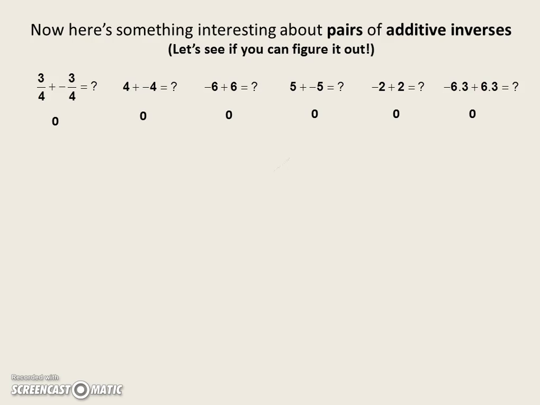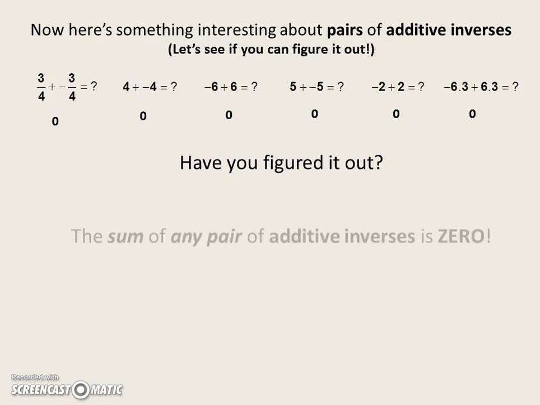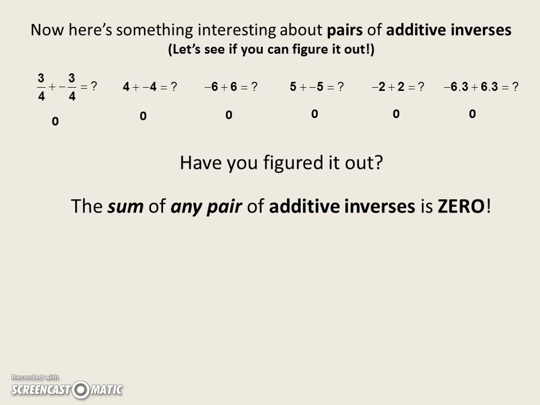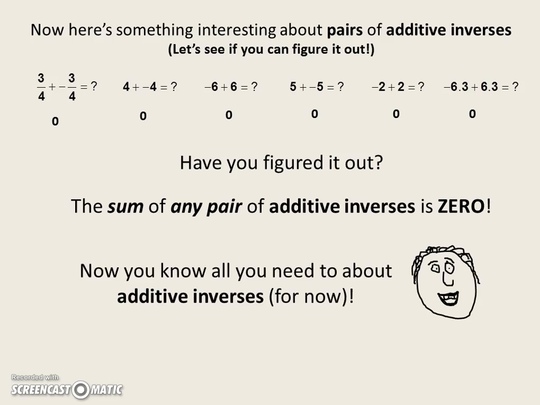So can we come up with some sort of pattern? Do you notice something here? Hopefully you notice that the sum of any pair of additive inverses is 0. That's always true, guys. The sum of any pair of additive inverses comes out to 0 every single time. Sum means what? We're adding a number and its opposite, okay? The additive inverse. Now you know all you need to know about additive inverses, at least for now.